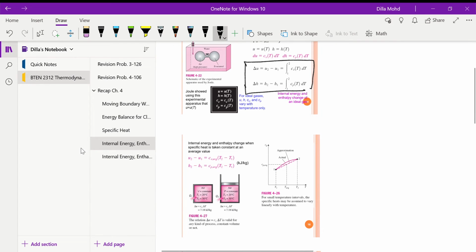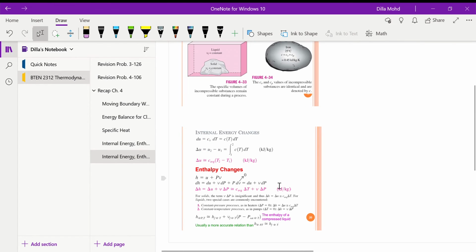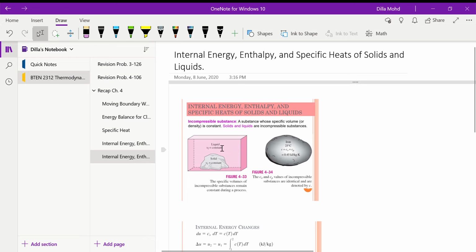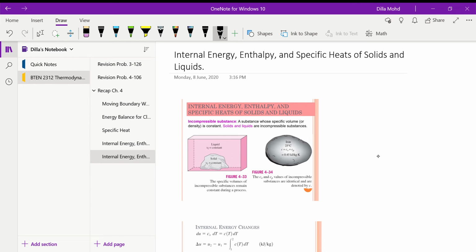Okay, and this will be extended to the relationship of internal energy, enthalpy, and specific heats of solids and liquids. What is important for solids and liquids is that the specific heat at constant volume and at constant pressure for incompressible substances are identical. It means that for incompressible substances, C sub V equals C sub P.